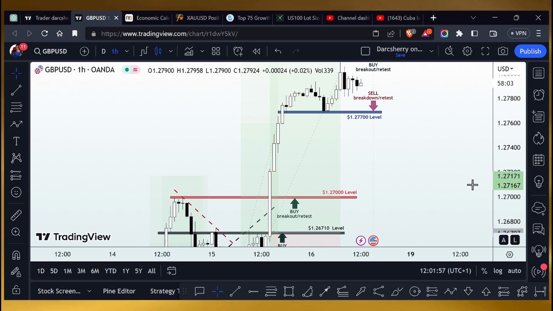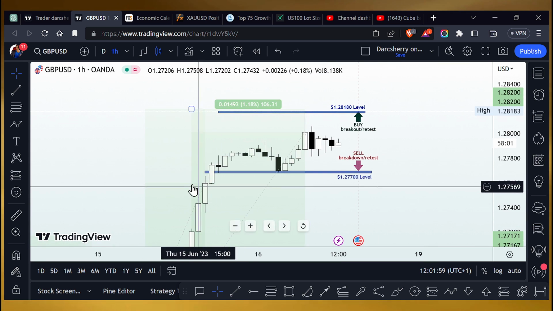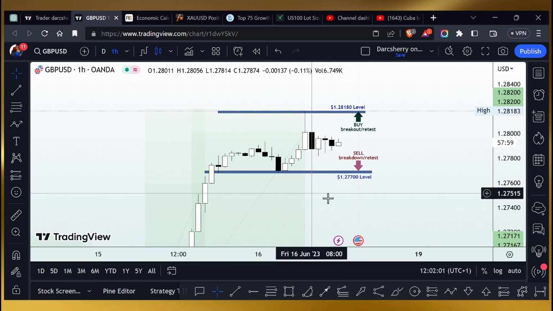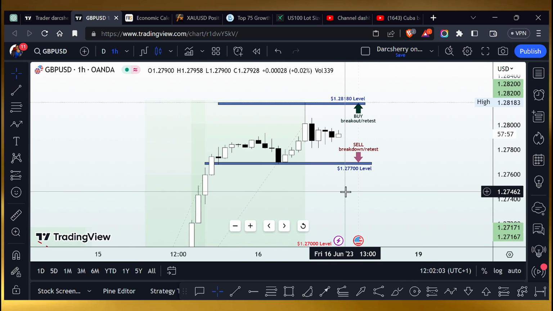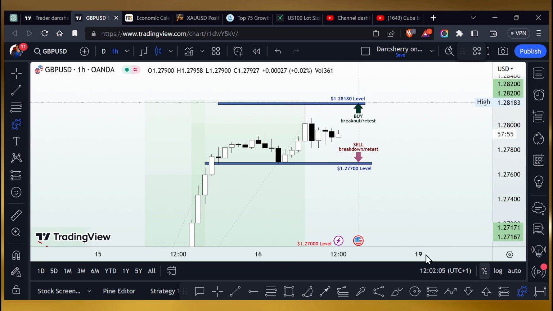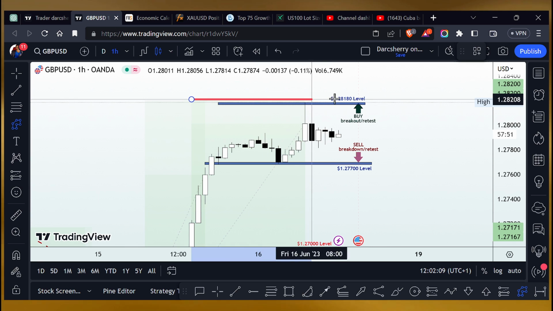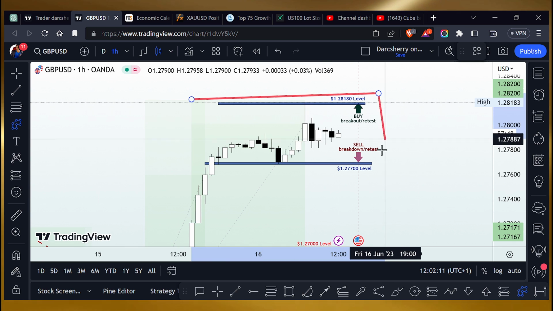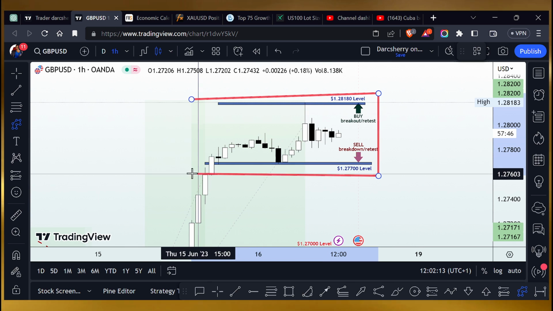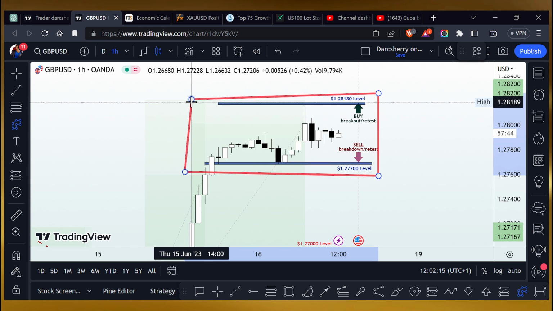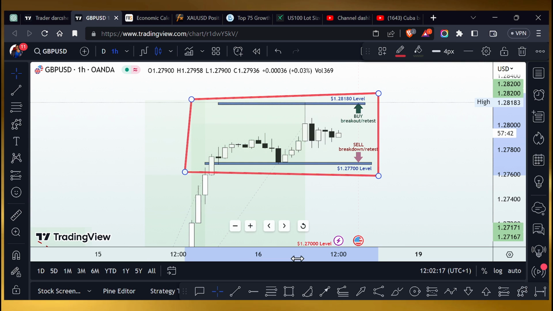Now, let me zoom right into what is really going on here since the later part of the New York session. One thing you will have observed here is that price action has been consolidating, ranging between the 1.28180 and the 1.27700 level. And for us here, this is a sign that participants in the market are very indecisive, waiting for a catalyst to drive price action.